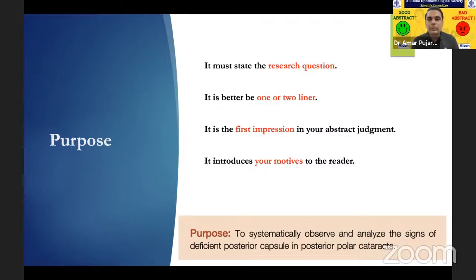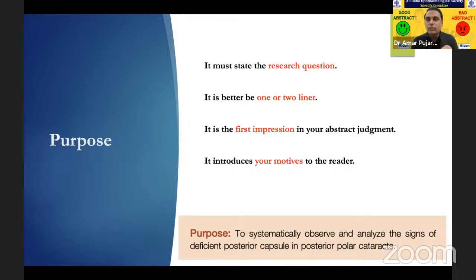The first one is purpose. In purpose, we must state the research question, and it should be very brief and clear, probably a 1 or 2 liner. That's it. You should not give the whole introduction here, because we have word limitations. It's going to be a first impression. Whenever somebody reads the purpose, they think, okay, this guy is doing this study, this is his basic idea, let's see what he is trying to do. It introduces your motives.